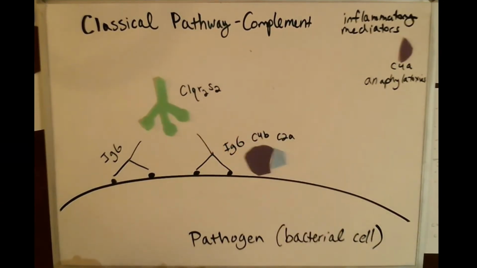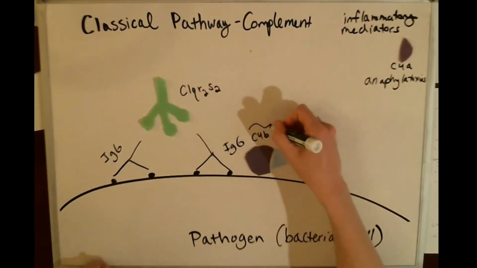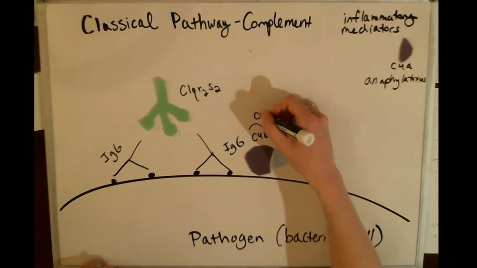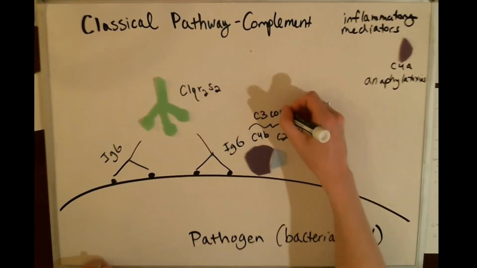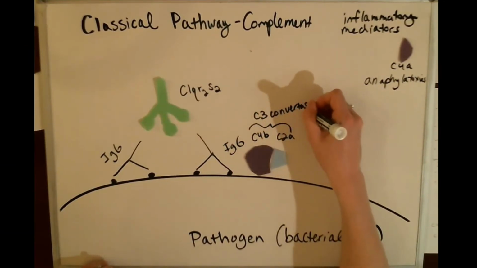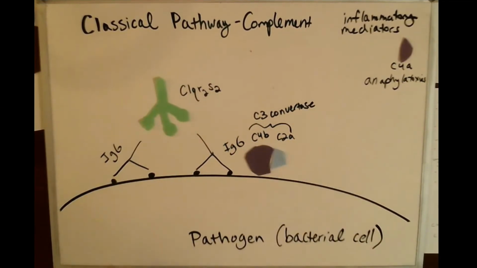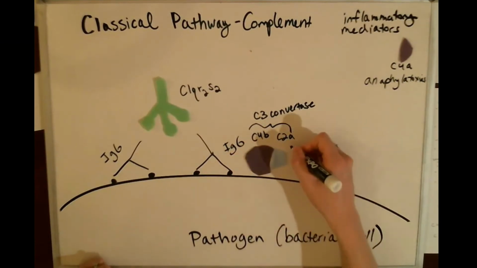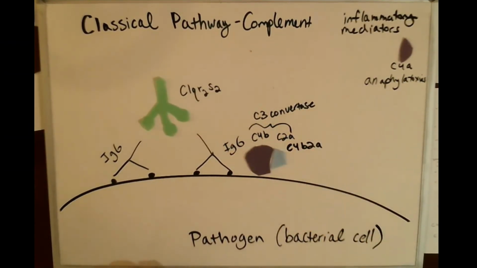Now this complex of these two proteins together forms an active enzyme, which we call C3 convertase. So C4b plus C2a is C3 convertase. You might also see it abbreviated C4b2a. And C3 convertase, you can probably guess what that's going to act upon. So it says it right there in its name.